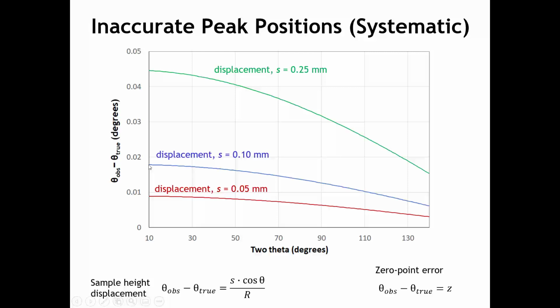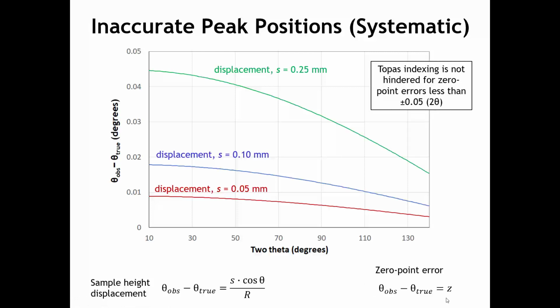The other thing I'd like to say here is that if we're only collecting out to maybe 70 degrees, which might be typical for indexing, you can see that this function doesn't vary by much. And so generally, we're just going to use the zero-point error. It's not generally possible to deconvolute a zero-point error and a sample height displacement. And for indexing, typically it's just simpler mathematically and a good approximation to use just a constant zero-point error.